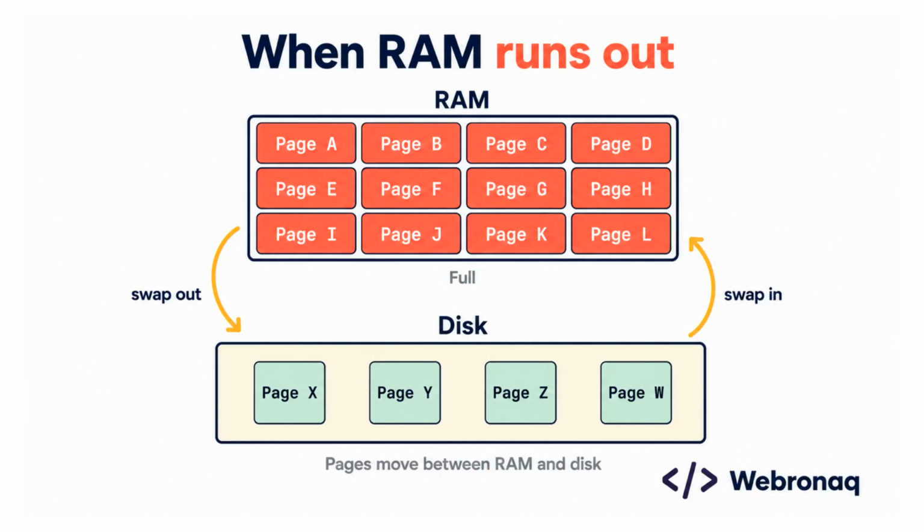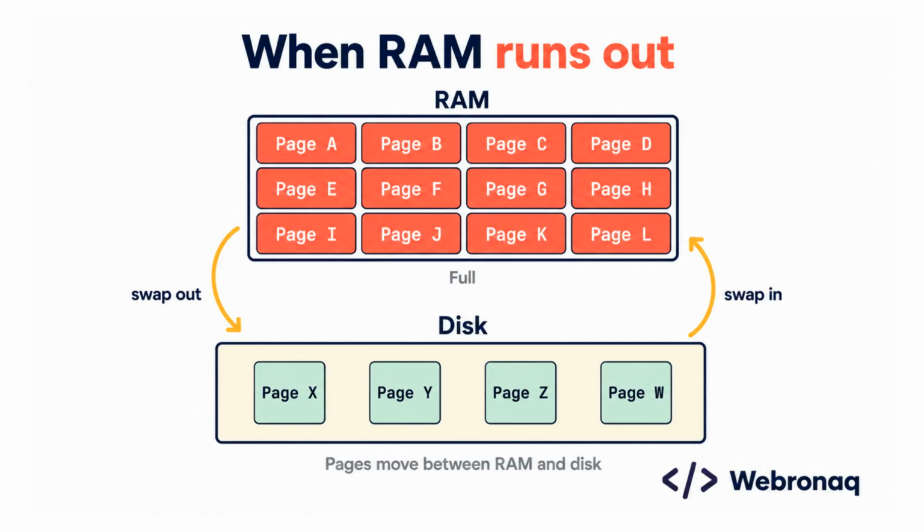It picks a page in RAM that hasn't been used in a while, copies it out to your disk, usually into a special area called a swap file or page file, and frees up that frame. The new page that was needed gets loaded into the empty frame. This back and forth is called swapping, and this is the real reason your computer can run programs that are bigger than your physical RAM. Only the pages you're actively using need to be in RAM at any moment. The rest can sit quietly on disk until they're needed again.